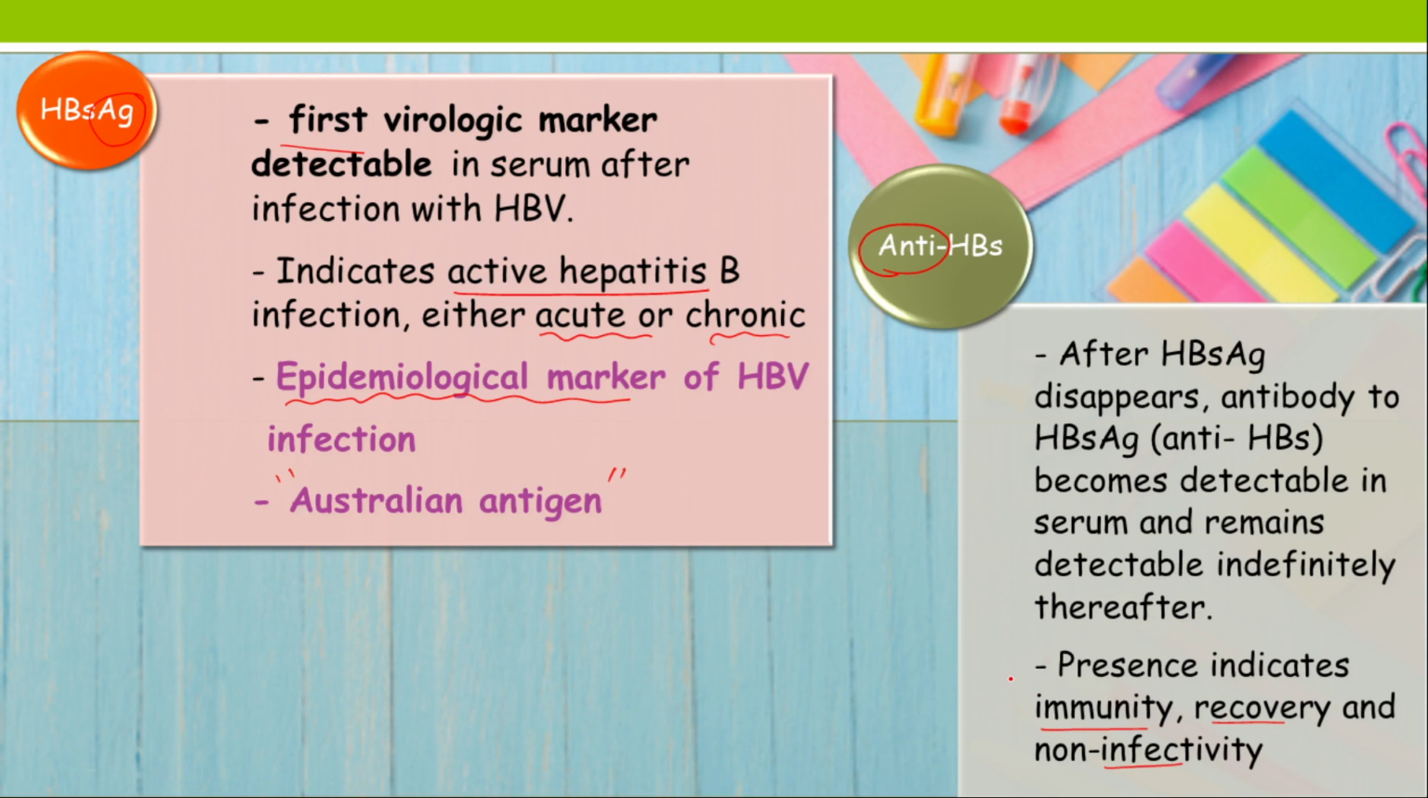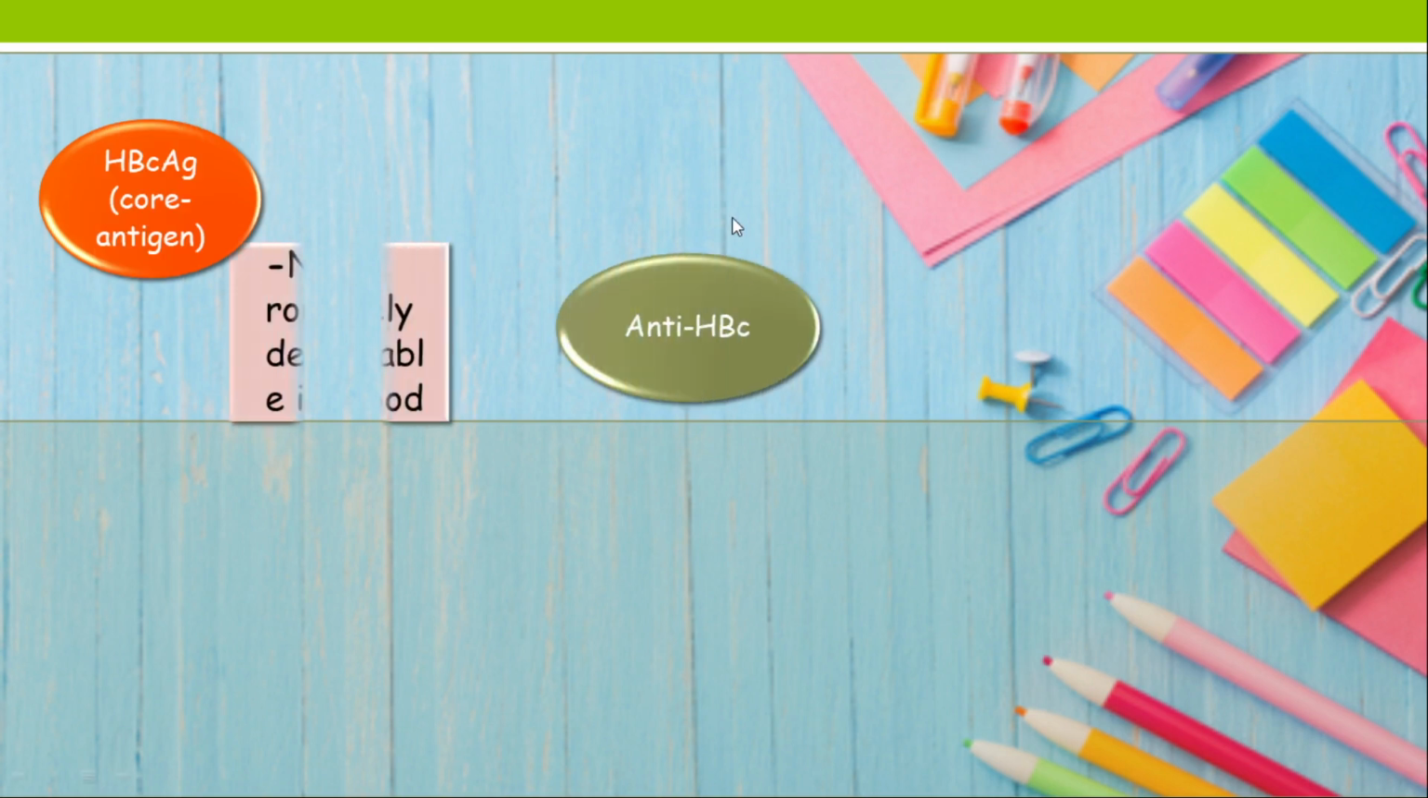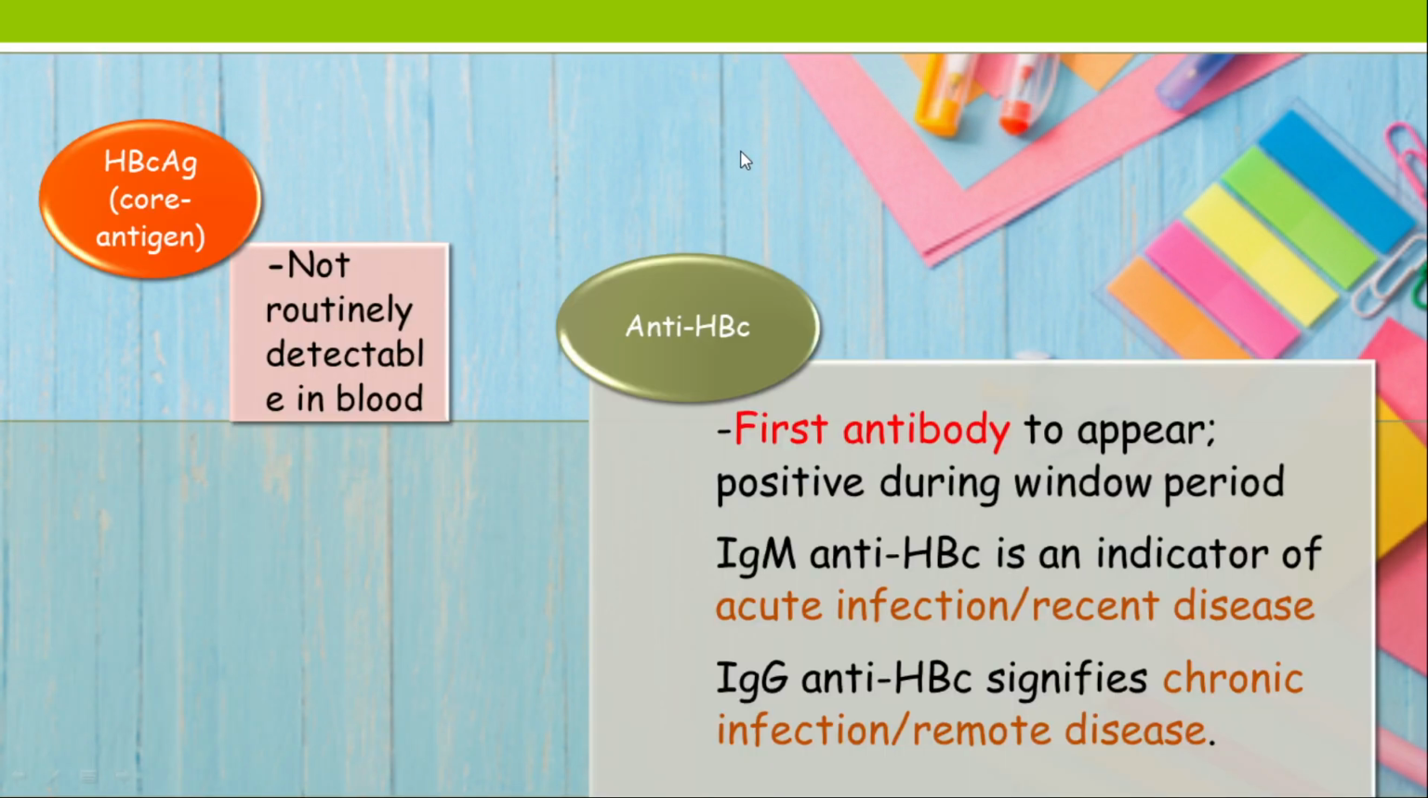Then another antigen and antibody pair that we have to remember. Till now we had seen HBsAg and anti-HBs, and here comes HBc and anti-HBc, that is the core antigen. There is no need to remember anything regarding this HBc antigen because it is not routinely detectable in blood. So let us talk regarding the antibody to this HBc. This is considered to be the first antibody to appear.